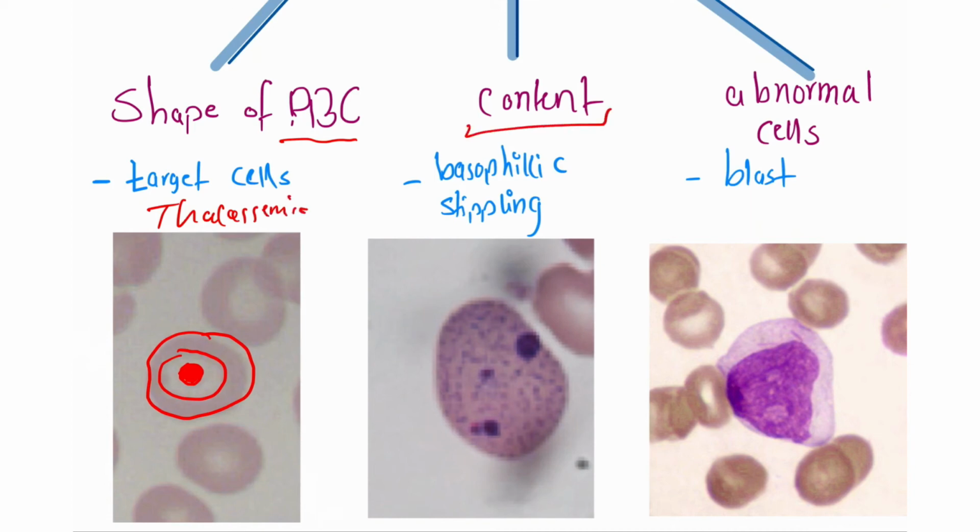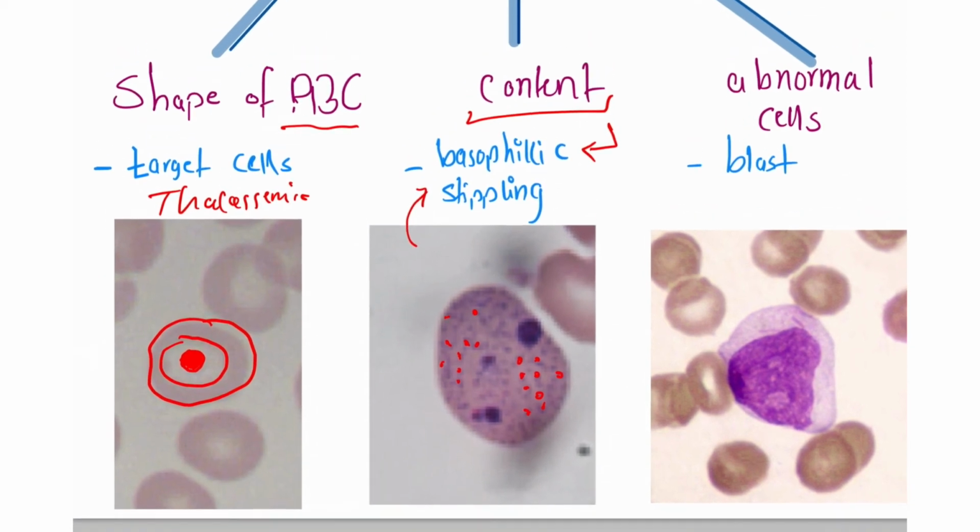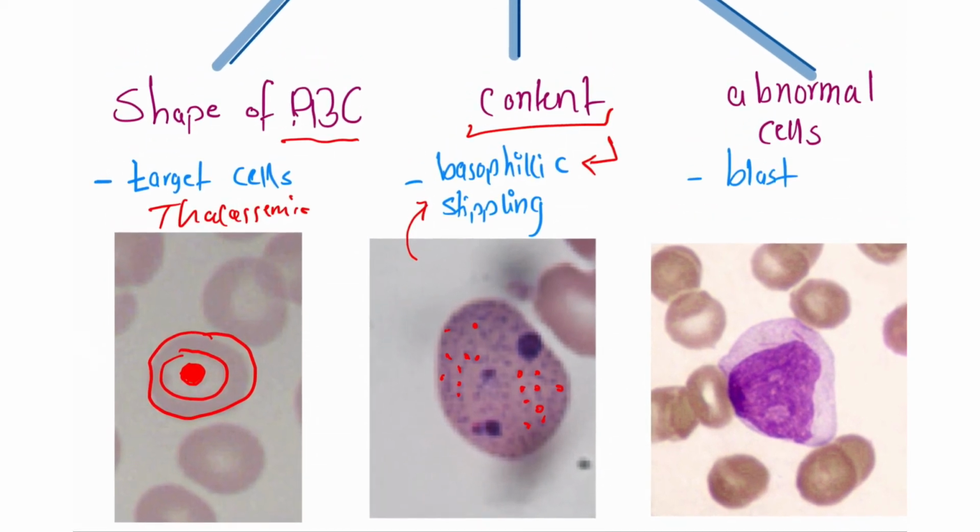Abnormal content: we said normally the RBC is an anuclear cell. Abnormal content includes basophilic stippling. Basophilic stippling means the presence of ribosomal precipitate inside the RBC, appearing as blue dots. This ribosomal precipitate is called basophilic stippling. We see it in heavy metal poisoning, such as lead poisoning.